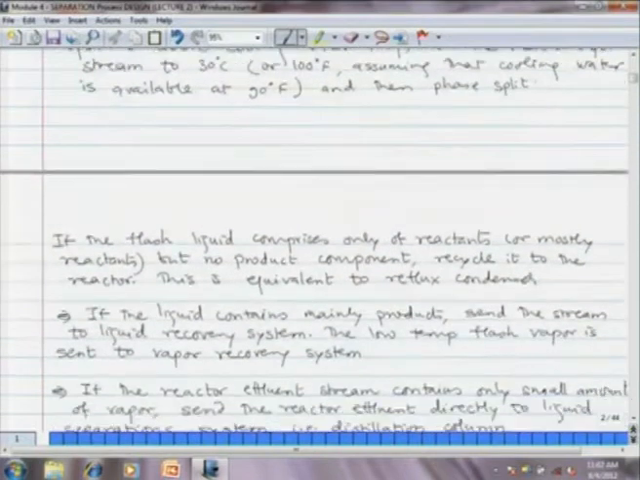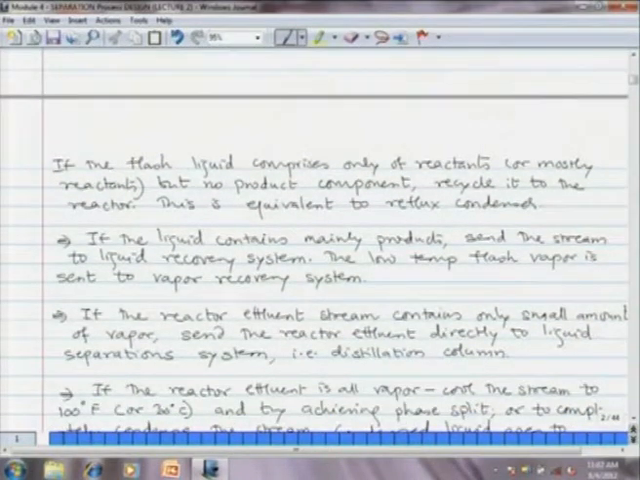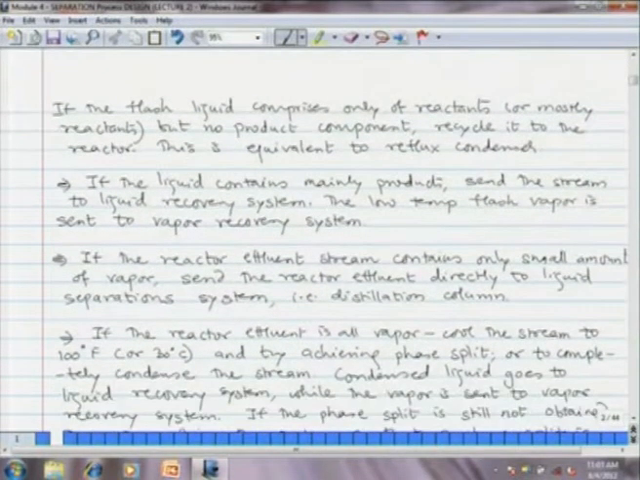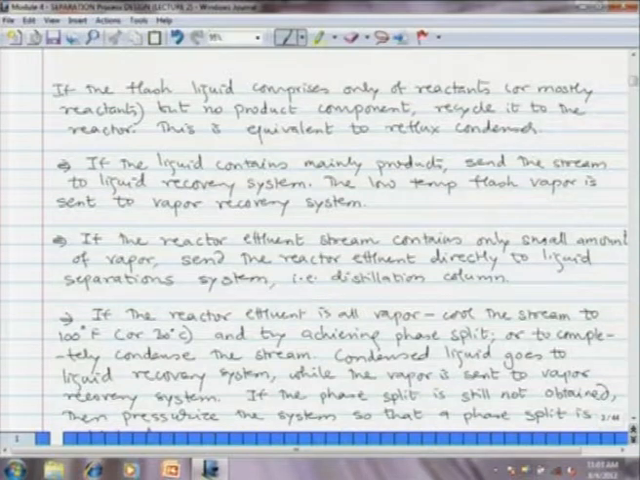If the flash liquid comprises only of the reactants or mostly reactants, but no product component, meaning our product is mainly in gaseous phase or vapor phase, then that stream can be directly recycled to the reactor. This is equivalent to a reflux condenser. If the liquid contains mainly products, then we have to send the stream to the liquid recovery system. The low temperature flash vapor is then sent to the vapor recovery system, and that vapor mainly contains the unreacted reactant, which are finally recycled to the reactor.